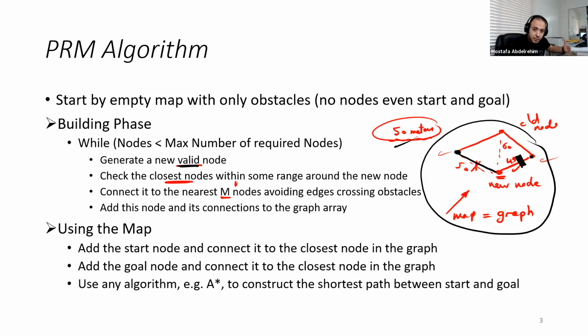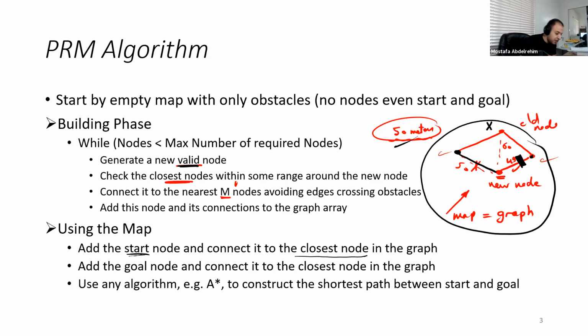Once you build a map, then whatever the start location and the goal location of the map, just add these two nodes to the map, connect them to the closest node in the graph, and then use this graph with some search algorithm like A star or Dijkstra to build the shortest path. So in the usage phase, we add the start node and we connect it to the closest node in the graph. For example, let's assume this is the start node.